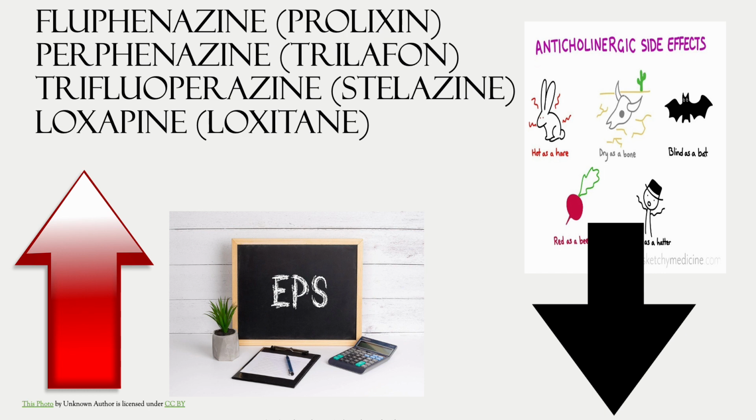For the following three drugs, I didn't find too much of a difference in what the book was saying about these, so I'm just going to group them together. So fluphenazine, which is Prolixin, perphenazine, which is Trilafon, and trifluoperazine, which is Stelazine. All of these have less risk of anticholinergic effects and very high risk of EPS, and it says very high risk.